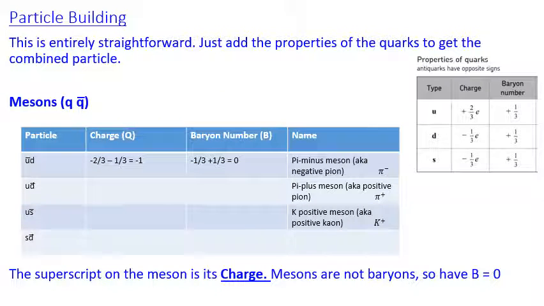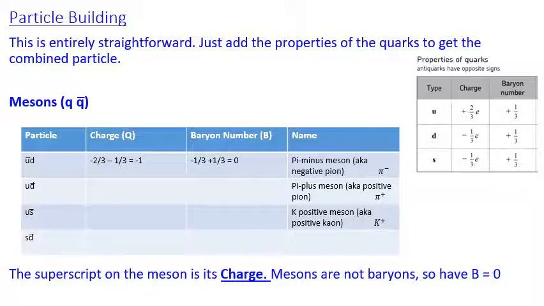Similarly, we can do the same for the mesons. So again, please pause the video and work out the missing values using the ones here. So anti-up, well, up is 2/3, so anti-up must be -2/3, and down is -1/3. So this has a charge of -1. Now, it also has a baryon number of 0, because mesons are not baryons. They're in the hadron group, but they're not baryons.